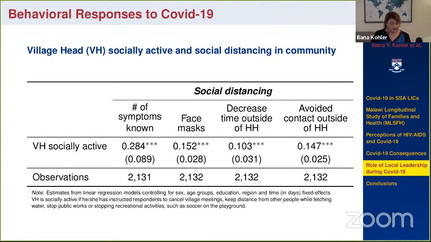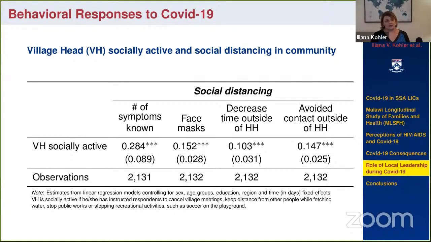So the impact of the COVID-19 pandemic on the life of this rural community is noticeable. And our focus is to investigate which factors determine how people respond to the impact of the COVID-19 pandemic. Specifically, we look at the role of the local leadership, and specifically the role of the village heads. In this figure, we show the association between living in a community with a village head who is socially active and various behavioral responses to COVID-19.